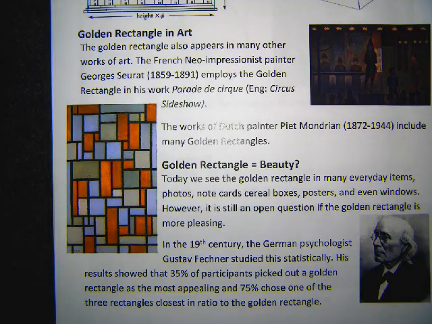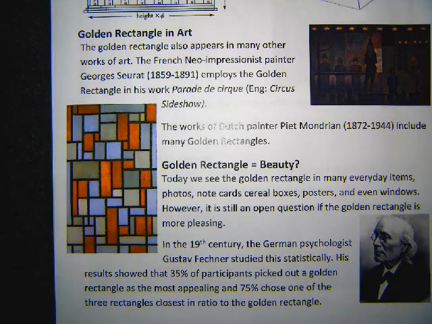Today we see this golden rectangle pop up in lots of everyday items, like I mentioned earlier, so like photos, note cards, cereal boxes, posters, and even windows. So a lot of things that are made nowadays will exemplify the golden ratio. They will be golden rectangles. However, it's actually still an open question.